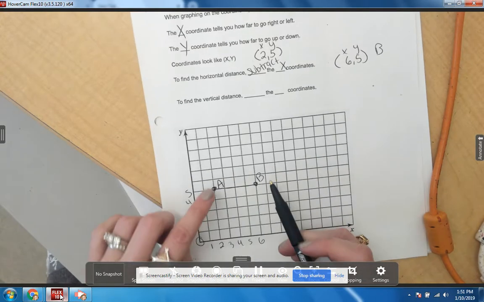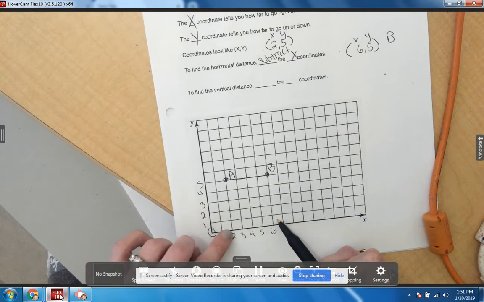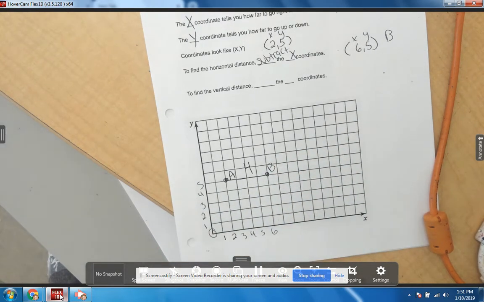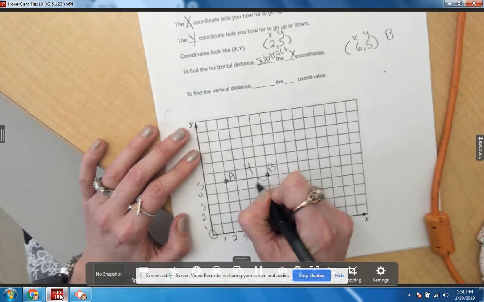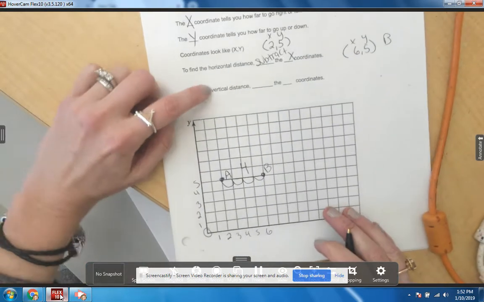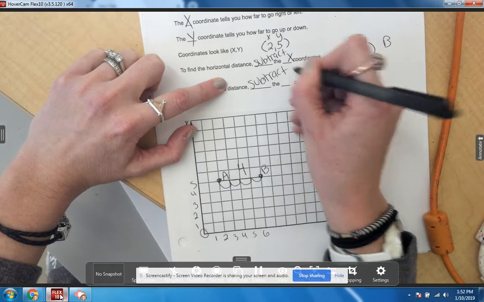So for example, for this one that I have here, my X coordinate is 6, this one, when I went over 6, and this one I went over 2. So 6 minus 2 is 4. That's how long my line is. Another way of doing it, if you forget that, is you can count them. 1, 2, 3, 4. That's my distance. To find the vertical distance, subtract the Y coordinates.